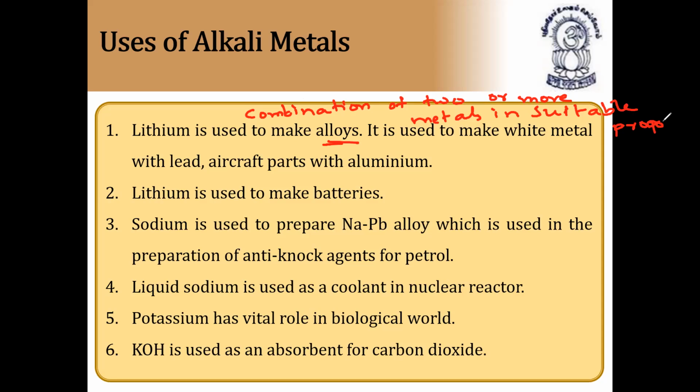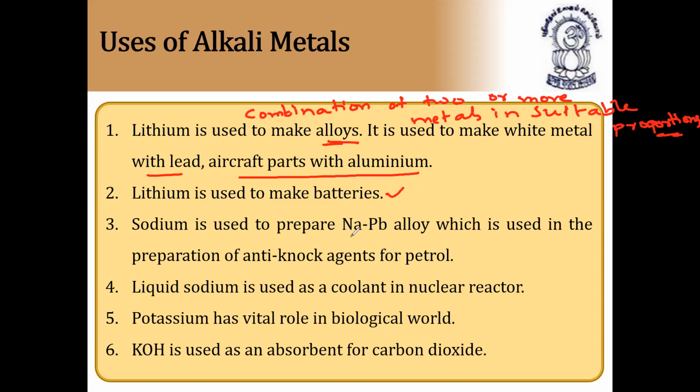In suitable proportions are called what? Alloys. Sorry. So lithium is used to make many alloys. It is used to make white metal with lead, and aircraft alloys with aluminium. Lithium is used to make batteries. Lithium batteries, we already know, are rechargeable batteries.